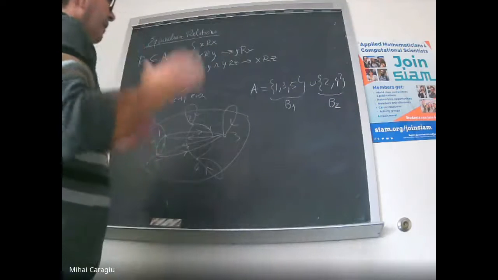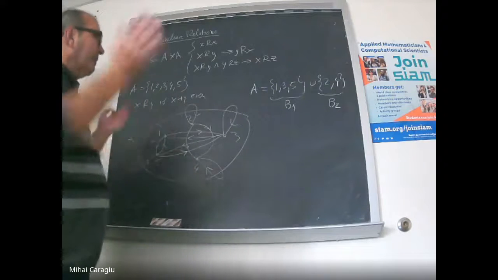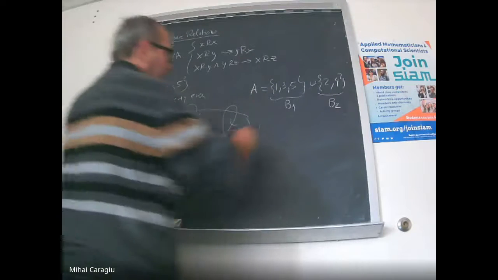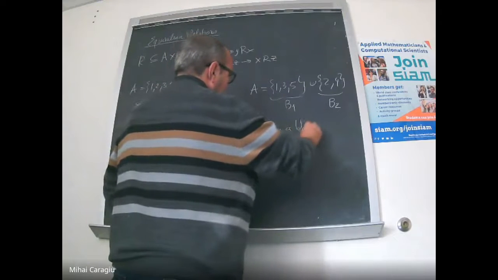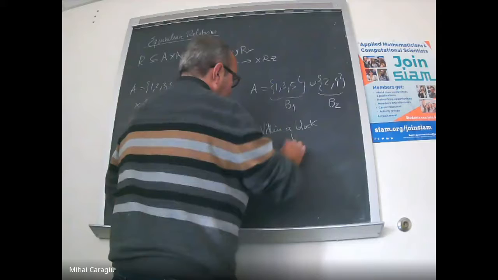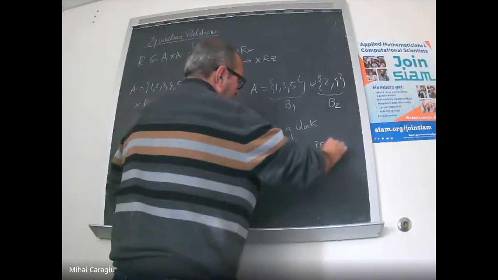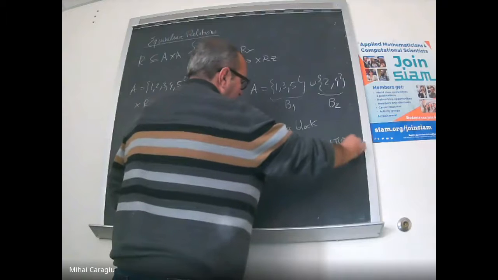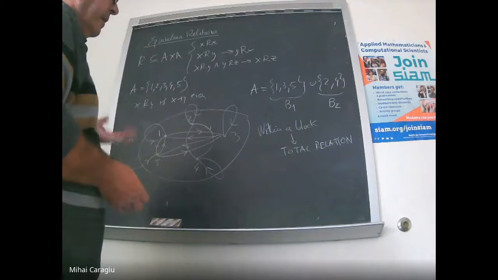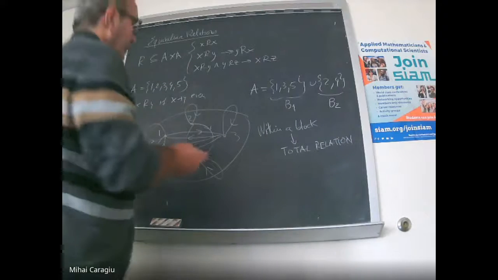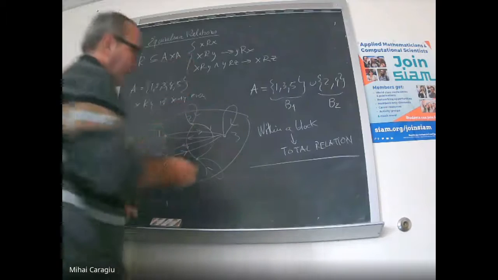So within this block, 2 and 4: 2 is related to 4, 4 to 2, 2 to 2, 4 to 4, everything with everything. So within a block, we have a total relation. Total relation in the sense of everything being related to everything, including itself. Right? Now, between different blocks, no relations at all.